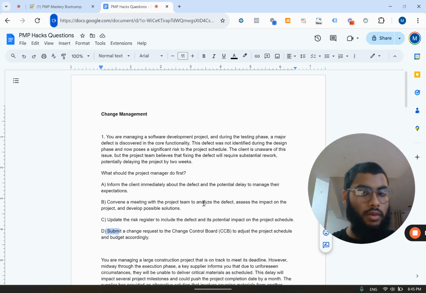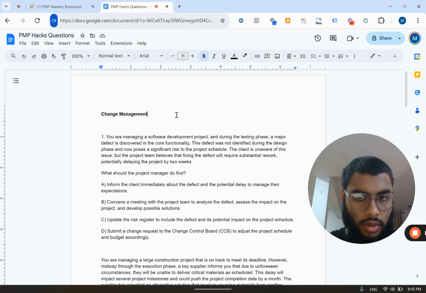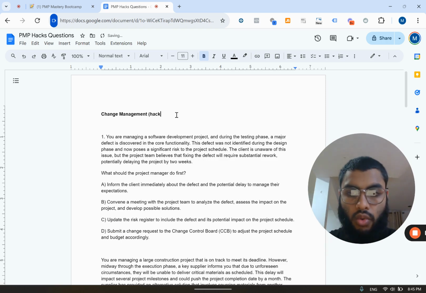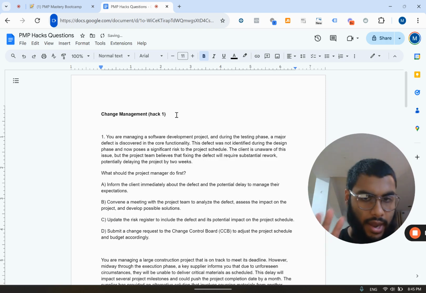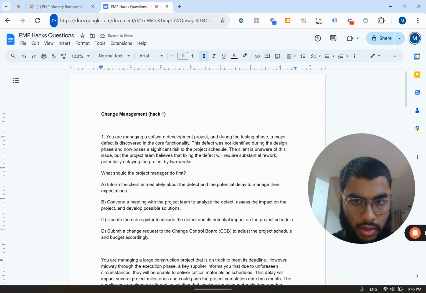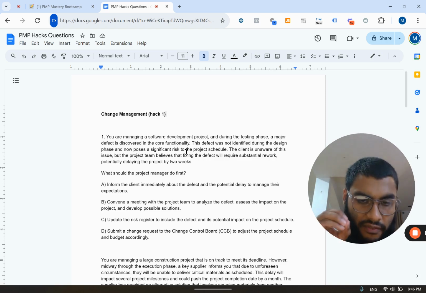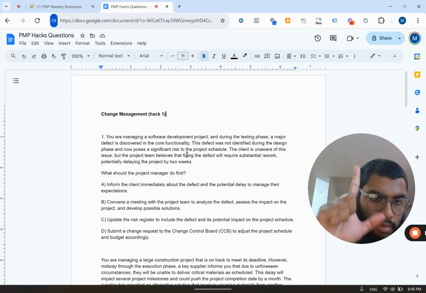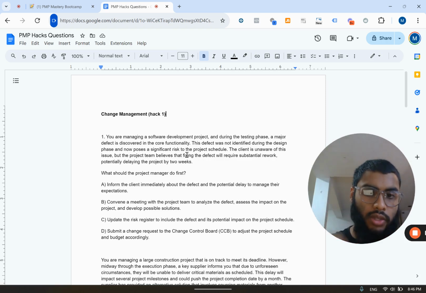Which one should it be? This is where we use our change management skills. This is hack number 1. Anytime there is a change that affects the project schedule, the budget, or the scope, you want to implement a change request. D is going to be your answer.